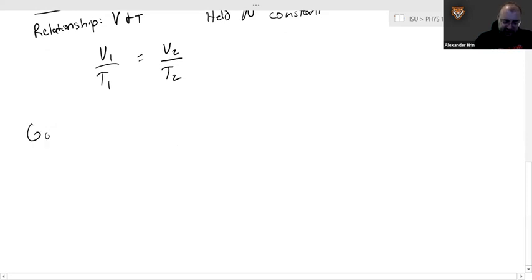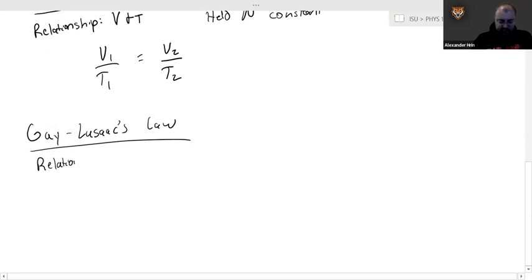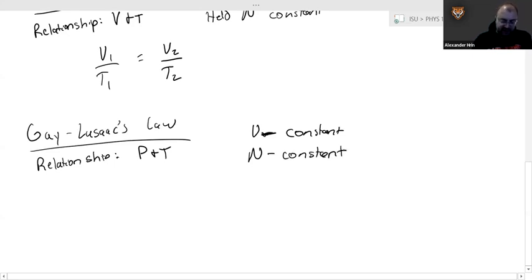Then we have Gay-Lussac's law. The relationship this experiment was looking for was between pressure and temperature. So he's going to hold volume constant. So the V will be constant in this case, and again, so will N. To hold volume constant is not that bad. You need a rigid container.